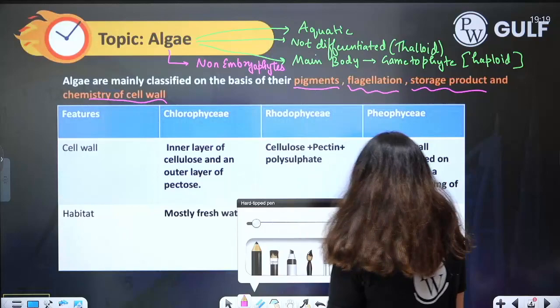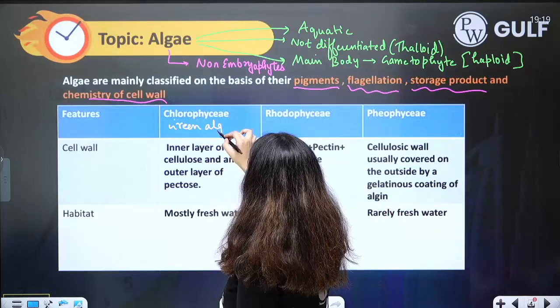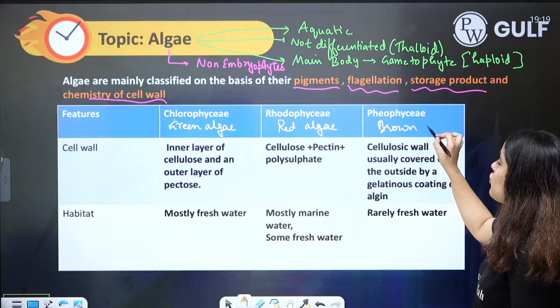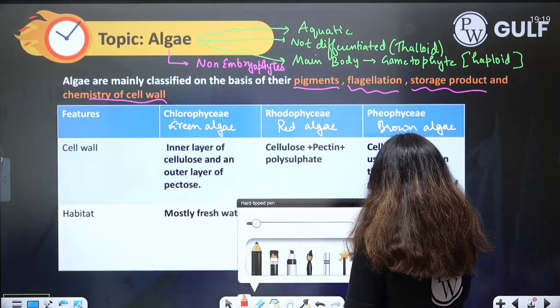Chlorophyceae means green algae. Rhodophyceae is a red algae because it appears red in color. Phaeophyceae is a brown algae because it appears brown to olive green in color. Brown to olive green in color. That's why it is known as brown algae.